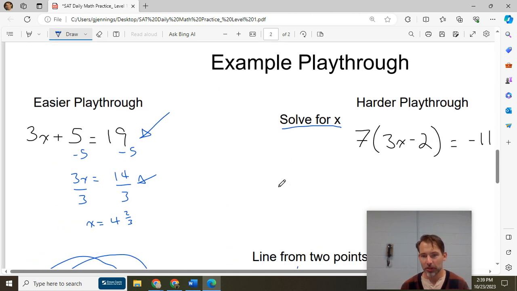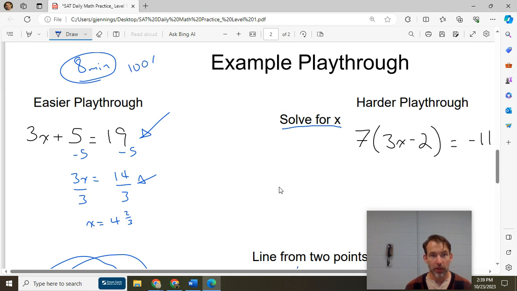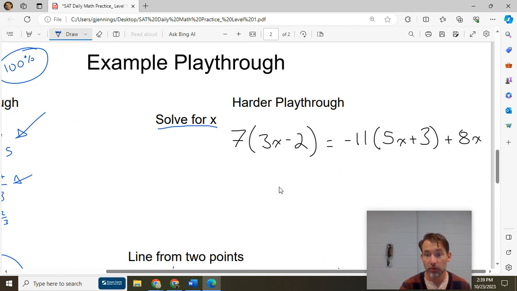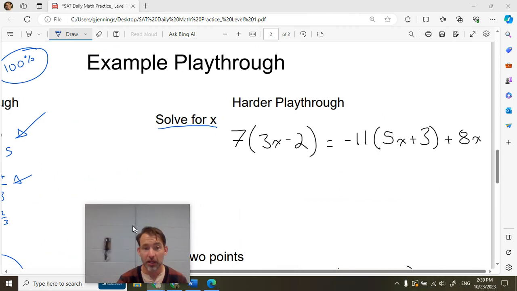So my time was 8 minutes. And then my score was all correct, so I'm just going to write down 100%. But if I found any mistakes in Desmos, I would make a note of those. Okay, let me move my face.